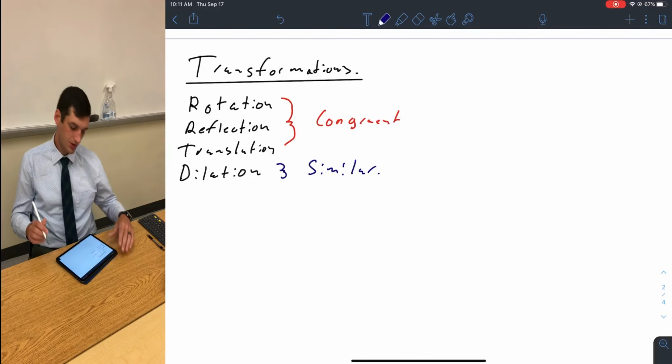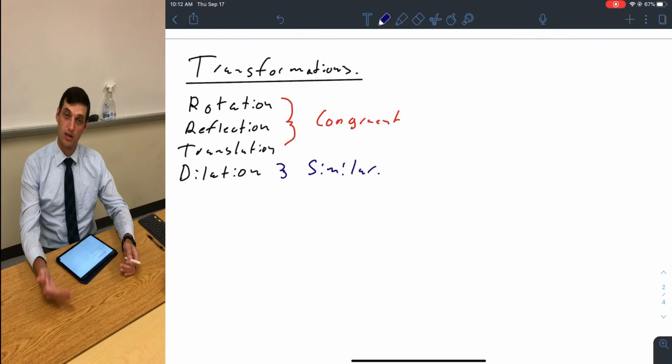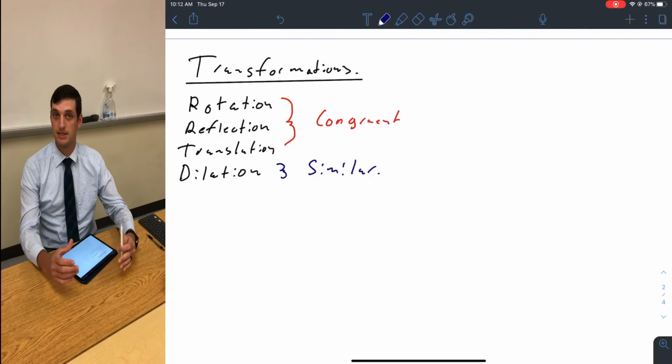Yep. So what I want you to take from today is what congruent figures are, what similar figures are, and then what transformations maintain congruency and what ones don't but maintain similarity.